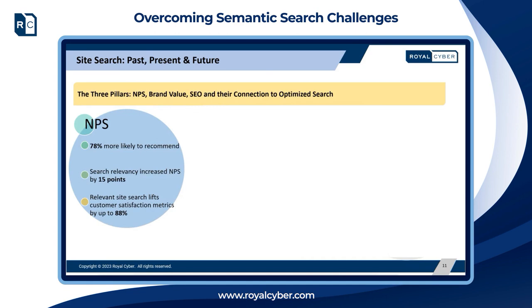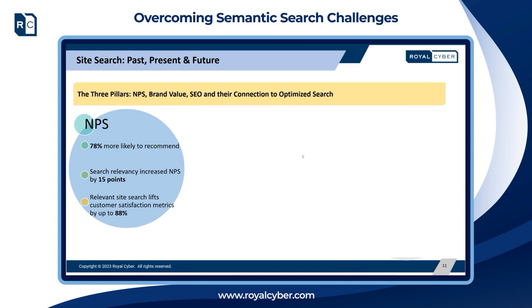Customer loyalty, brand value, and SEO all have a direct correlation with search performance, as shown here. For example, within the Net Promoter Score, we saw 78% of customers were more likely to recommend a brand with a good site search experience. We also saw search relevancy was increasing NPS by 15 points.